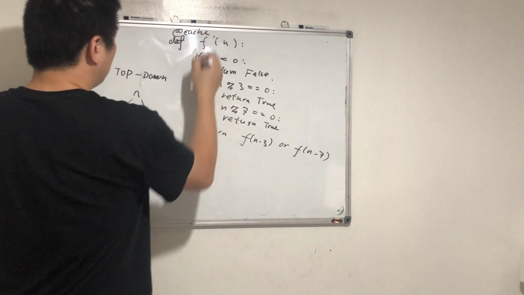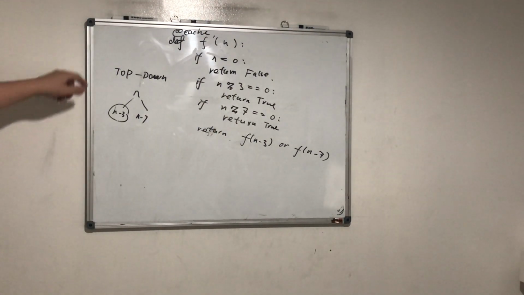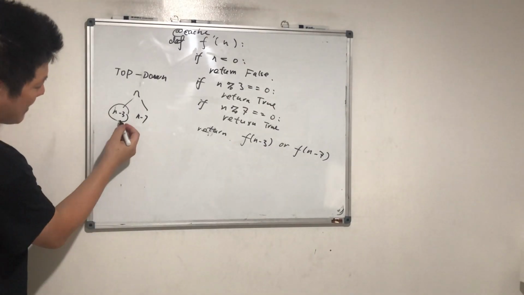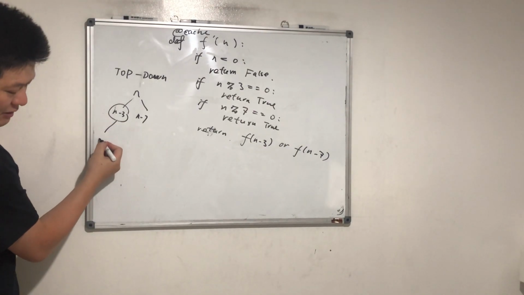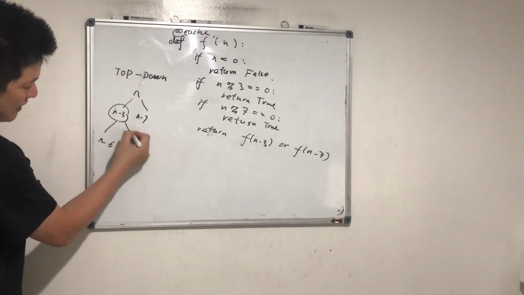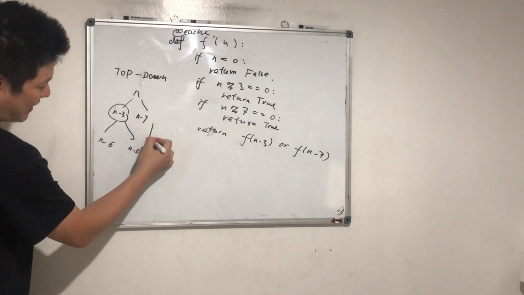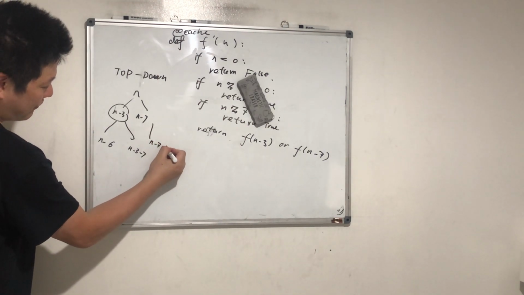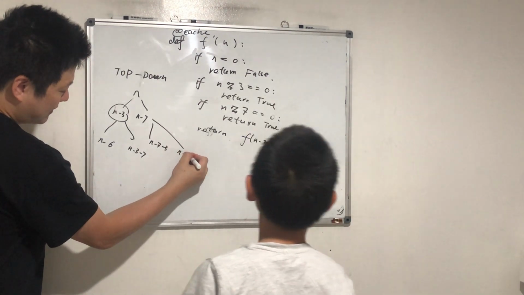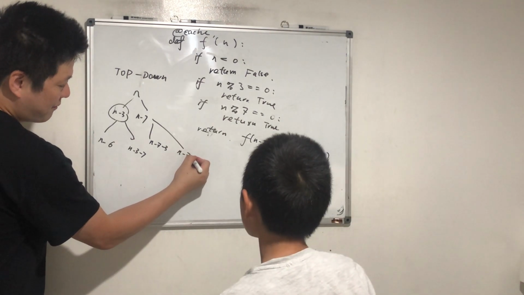Eric, listen up. Dynamic programming, yeah? Look, if n minus 7, then what's this? N minus 6. N minus 3 minus 7, right? And then what's that? What's this? N minus 7 minus 3. And n minus, look, 7 minus 7.